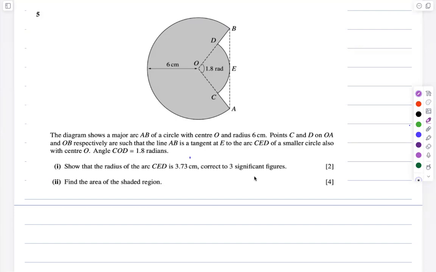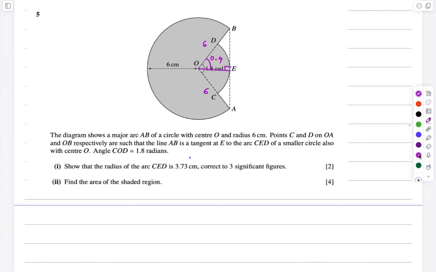In part 1, we have to show that the radius of the arc CED is 3.73, correct to three significant figures. Now, as we have to show that the radius of the arc CED is 3.73, it means we have to show that this length is equal to 3.73. Now, OB has a length of 6, we already know this. And as this whole angle is 1.8 and this length is also 6 (OA), it means that this is an isosceles triangle. So when we make a line from O to E, this will be a right angle and this angle will divide in two, so this will become 0.9.